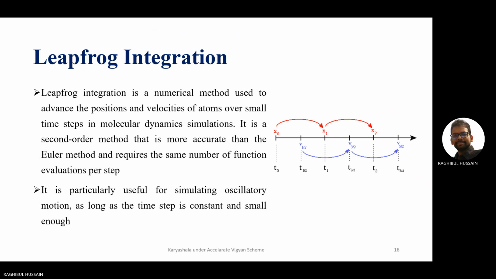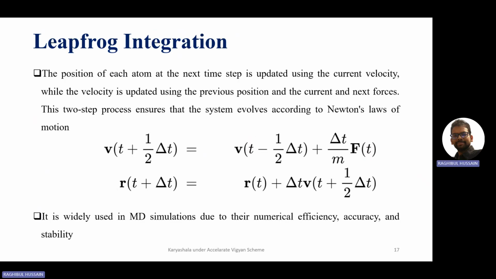Okay. So the position of each atom at the next time step is updated using the current velocity, while the velocity is updated using the previous position, current, and the next forces. So these are the particular expressions, and this two-step process ensures the system evolves according to Newton's law of motion. Again, that expression is expanded in the Taylor series for the many-body system.